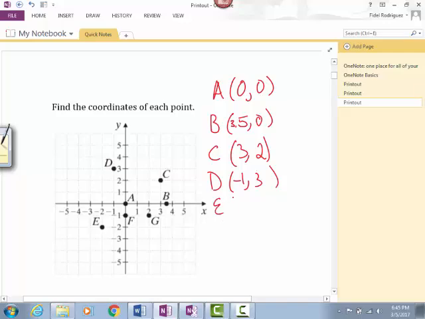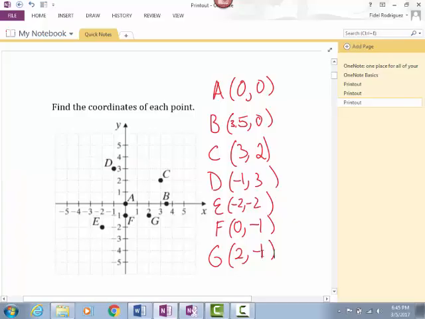My point E is to the left 2 and then down 2. So that's going to be -2, -2. My point F is in the middle. We don't move left or right, so that tells me my first number is 0. And then I move down 1, so that would be -1. And my point G is from the middle, I move right 2 and down 1, so that's 2, -1. And we found the coordinates of each of those points.